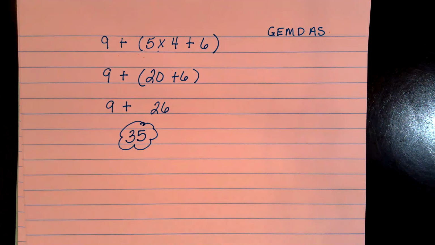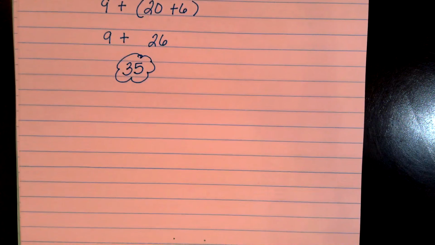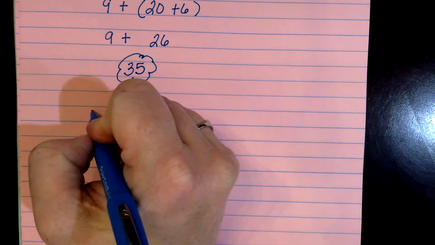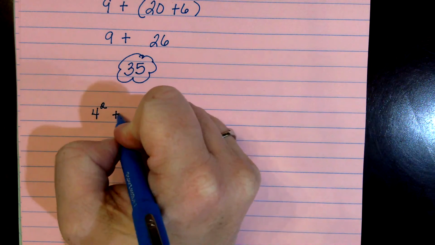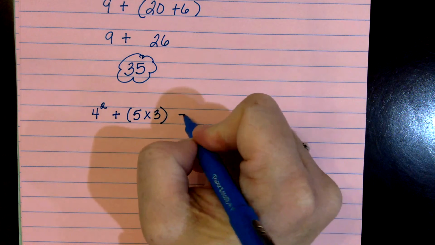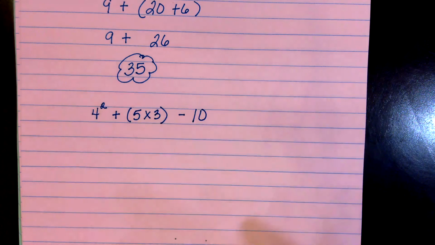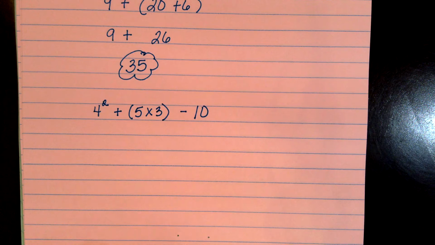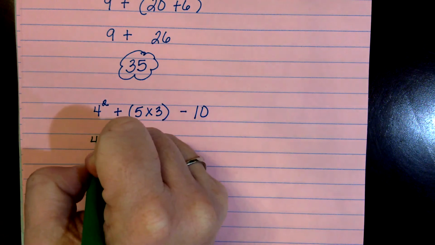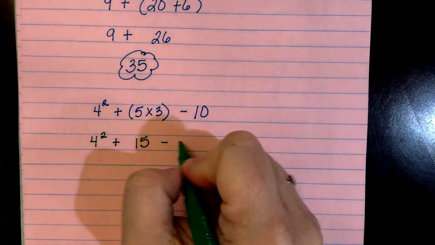And let's look at an example where you actually have an exponent, just so you can see what that would look like. Let's do 4 to the second power plus 5 times 3 minus 10. So according to GEMDAS, we're going to do our groupings first. Our grouping is this 5 times 3, and 5 times 3 is 15. So we're going to go 4 to the second power plus 15 minus 10.